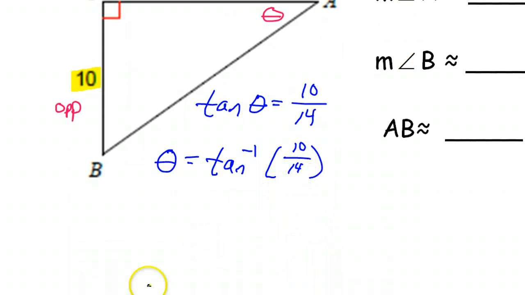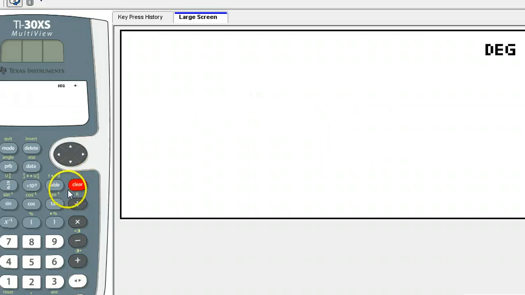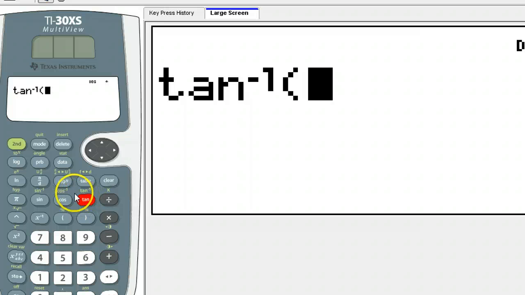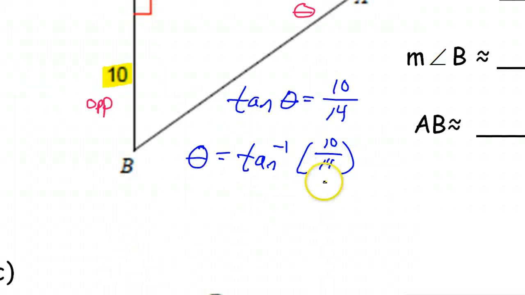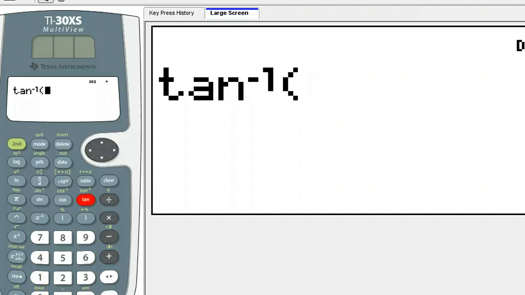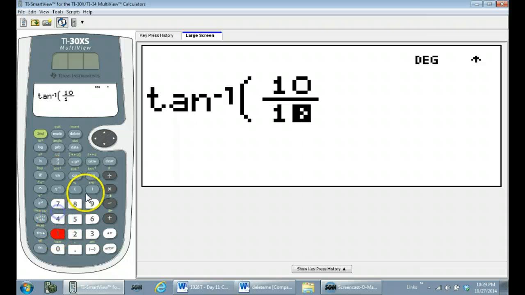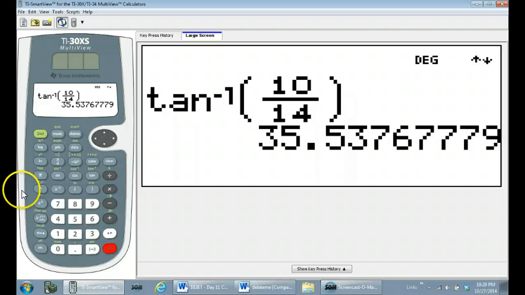Now this can be put into the calculator. I want the inverse tangent, so we will hit second tangent. 10 over 14. Now we did the inverse tangent, so this is an angle. This is degrees. So 35.5 degrees.